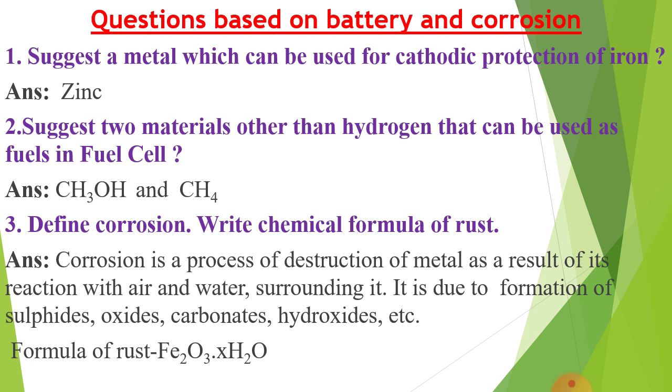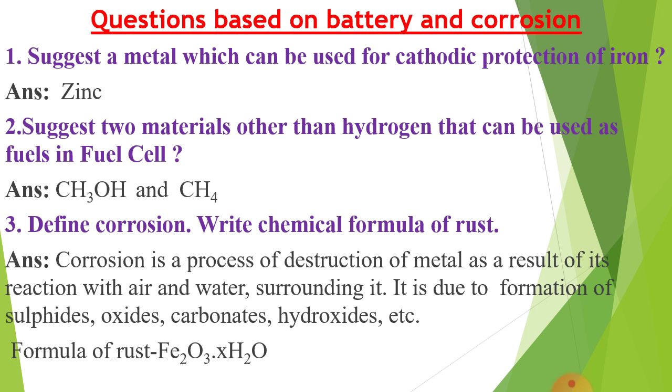So commonly you can use zinc, because zinc is more reactive than iron, because the E0 value of zinc is negative 0.76 and for iron negative 0.44 volt. So the more negative the value, the more will be the reactivity. This I have told you. Second, suggest two materials other than hydrogen that can be used as fuel in the fuel cell. So this I also told you. Methanol and methane are the common examples.